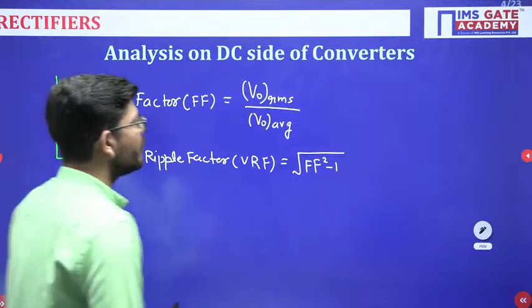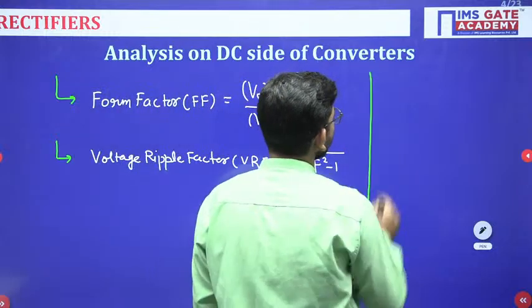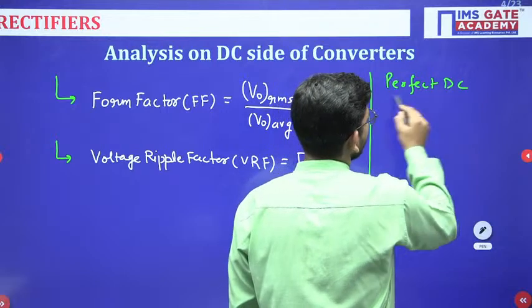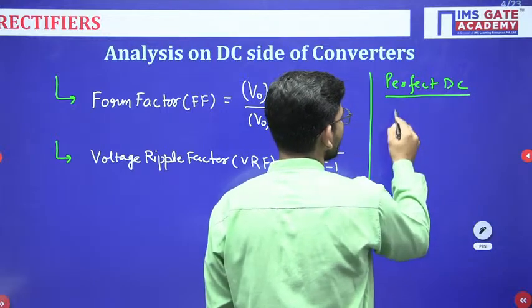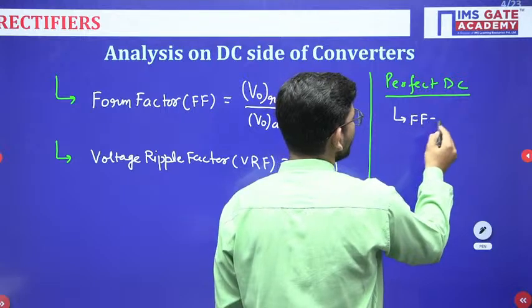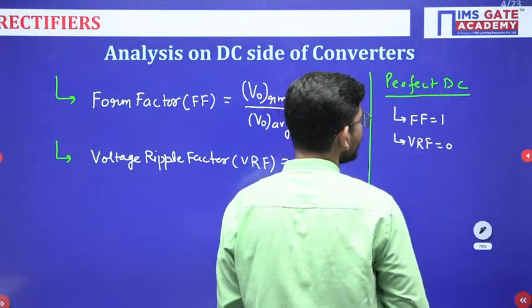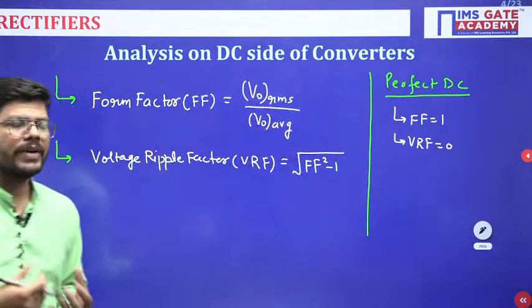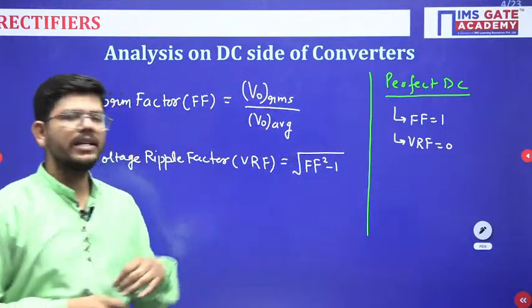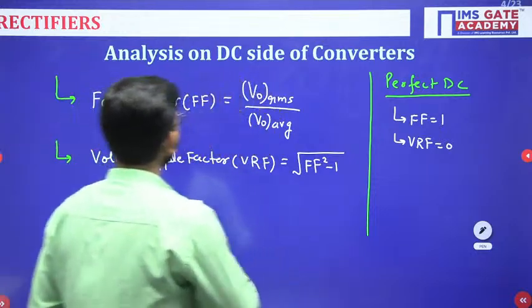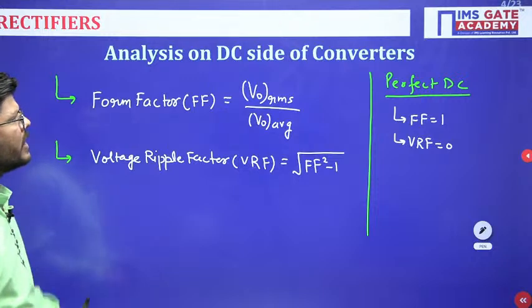Okay, and for perfect DC, what should be their value? For a perfect DC, the form factor should have a value equal to 1, and there should not be any voltage ripple factor kind of thing. But if it is not a perfect DC, you will be getting a form factor greater than 1 and the voltage ripple factor will have some value. Okay, so this is the analysis that we will do at the DC side of the converter.